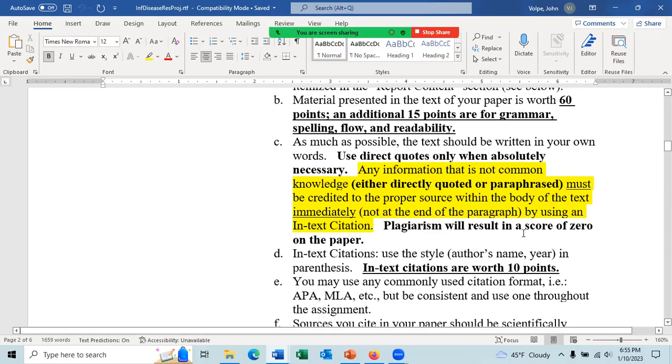And then after the quote, you should give a source, meaning an in-text citation. All in-text citations should be followed by a full citation. Plagiarism will result in a score of 0 for the paper, so don't plagiarize. If you use more than 3 words from some other source, you should put it in quotes and say where you got it from.